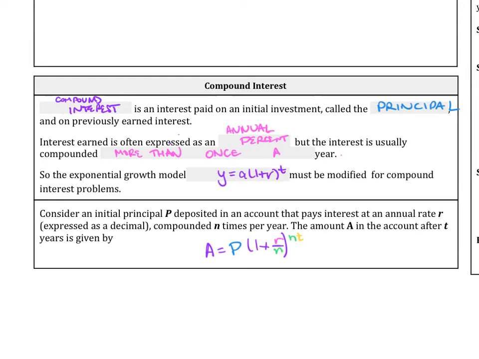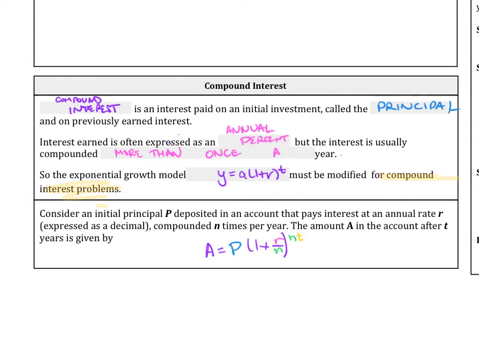Let's look at compound interest. Compound interest is interest paid on an initial investment called the principal and on previously earned interest. Interest earned is often expressed as an annual percent, but the interest is usually compounded more than once a year. So the exponential growth model, y equals a times 1 plus r raised to the t, must be modified for compound interest problems.